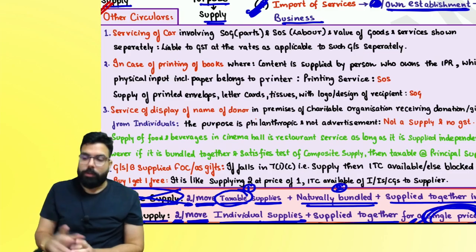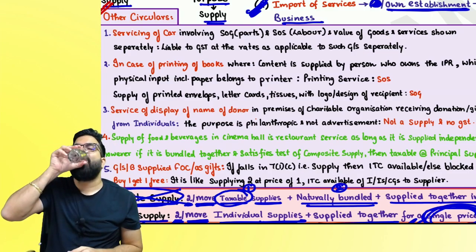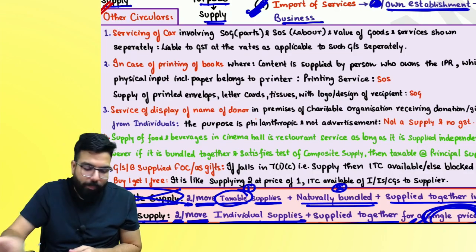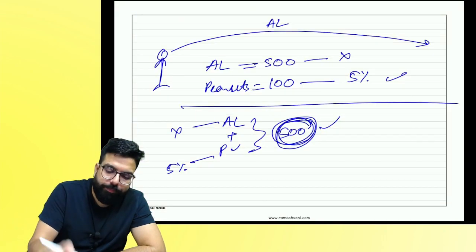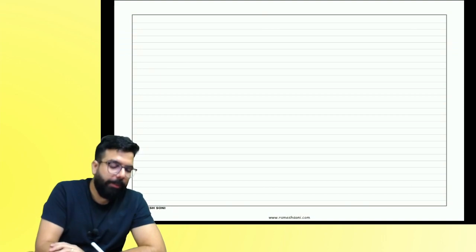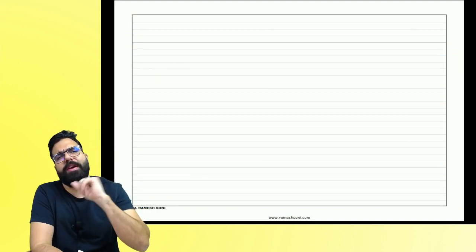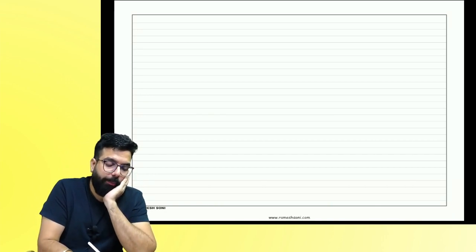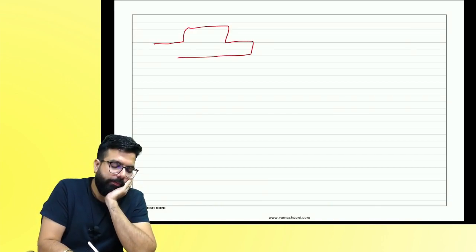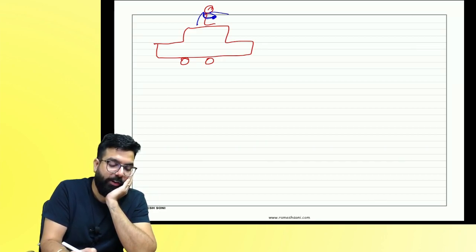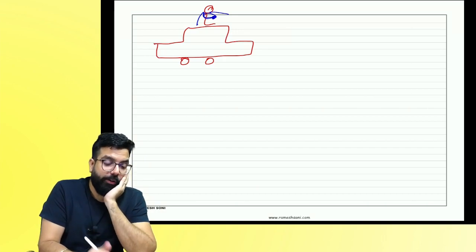Now, people asked one doubt. You only give the clarification. Supposing this is a car. Who is this, everyone? Will you recognize? Who is this? Ravi. Now, this is Ravi.